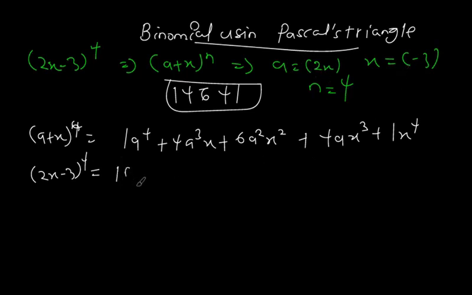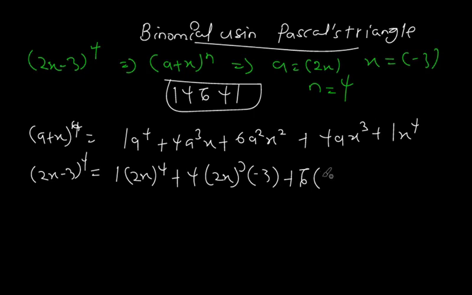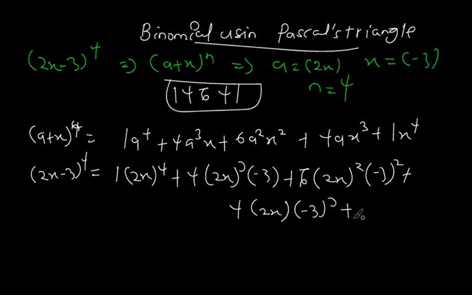So we have 1 into bracket, a is 2x, so (2x)^4, plus 4 into bracket (2x)^3, where x is negative 3, then plus 6 (2x)^2 (negative 3)^2, plus 4 into bracket 2x, then (negative 3)^3, plus 1 into bracket (negative 3) raised to the power 4.